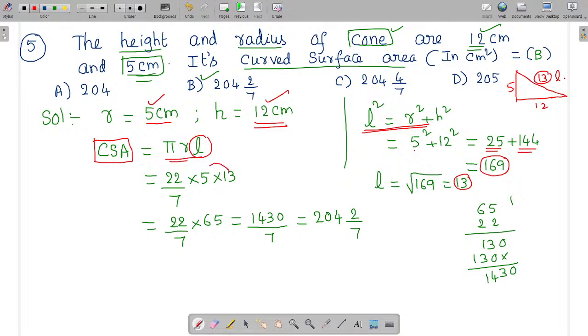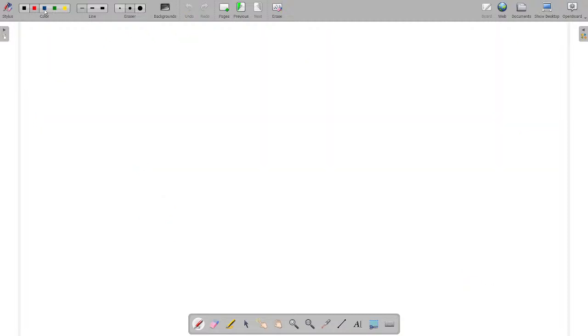So 13 into 5 is 65, 22/7 into 65, 65 into 22 is 1430/7. You will be getting 204 plus 2/7. That value you will be getting. So B is the right option. This is the curved surface area. ఇదే వక్రతల వైశాల్యం. 6th question కి వెళ్దాం. So let us move to the 6th question. 6th question.